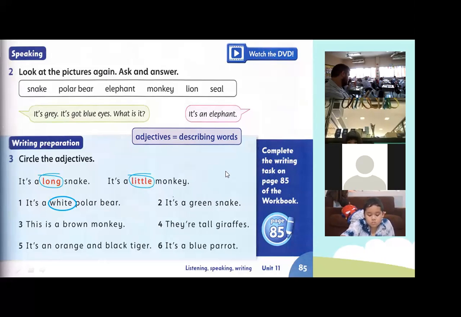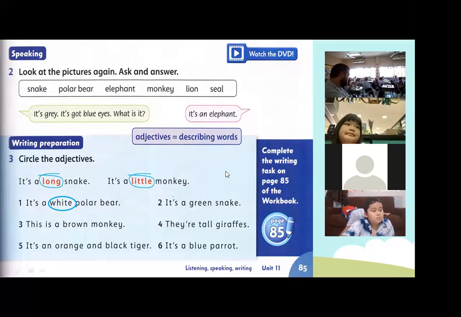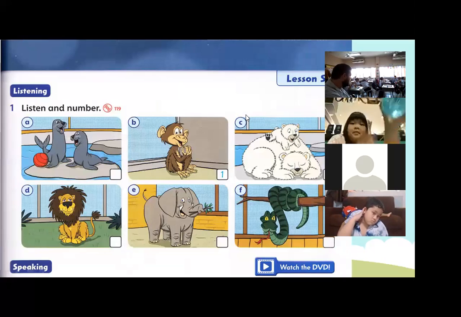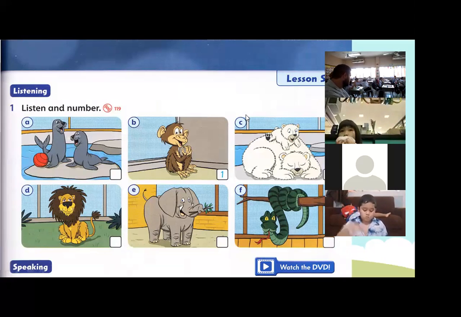Open your book. Okay, Snow. I want you to look at the picture of the animals. Okay, look at the pictures of the animals. What animal is green, Snow? What animal is green? Snake. Thank you, Snow. Snake. Okay. Which is the biggest animal? Biggest. Thank you, S. Elephant.